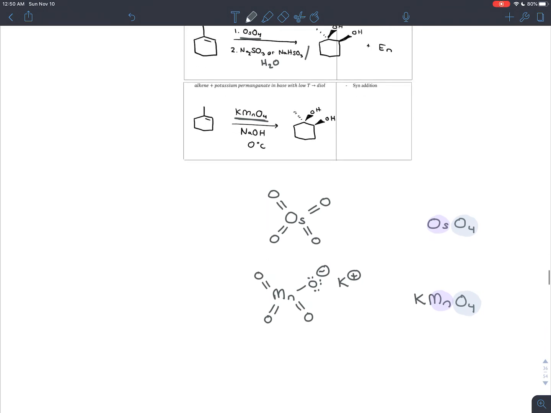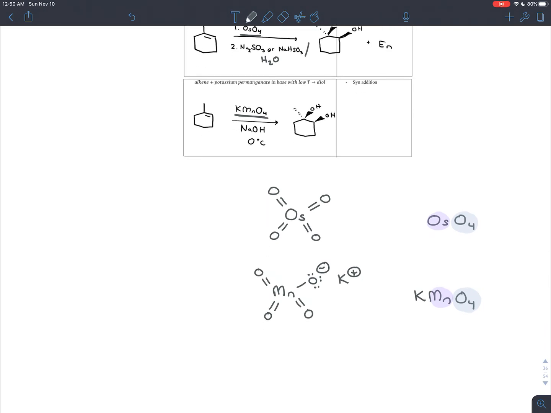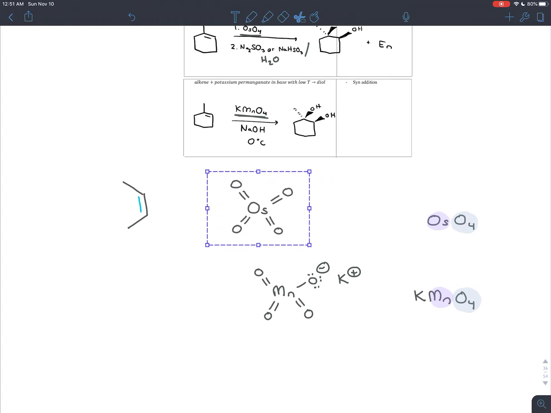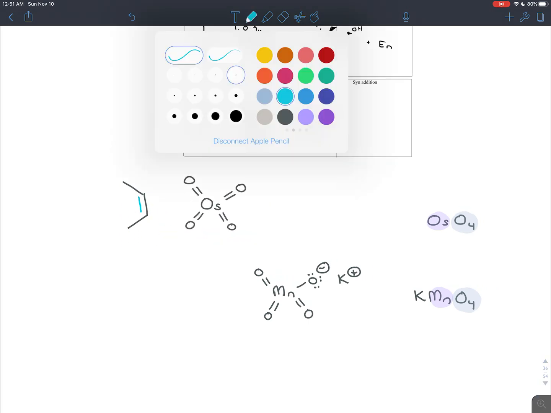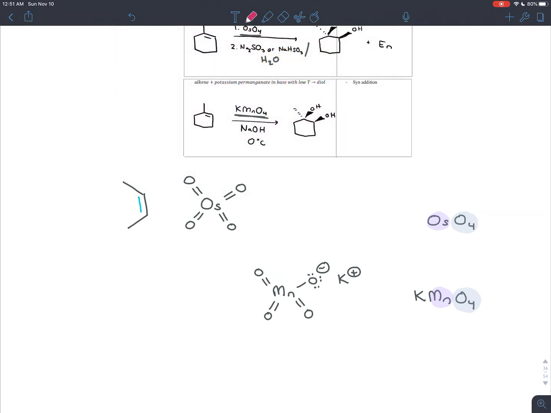Okay, so the mechanism is going to be really similar for both of these. If you have an alkene, so that pi bond there, two of the oxygens sort of land on the face of that at the same time, and that's responsible for the syn addition. So one of these, this pi bond, remember osmium and manganese are metals.